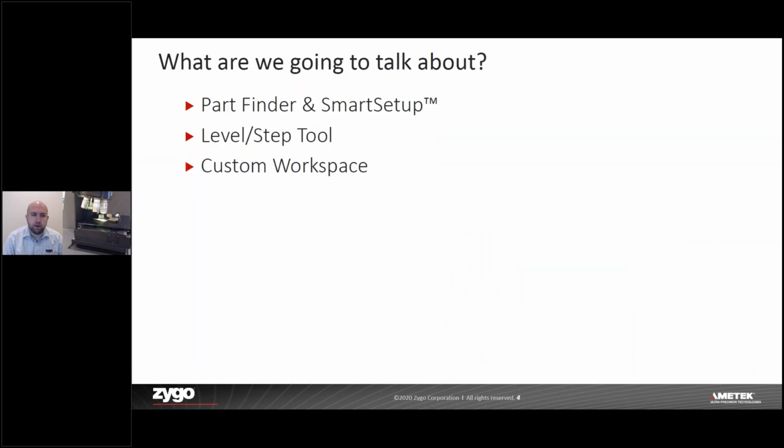So what are we going to talk about today? First off, we're going to start with Part Finder and Smart Setup. Part Finder is a feature that we can use to automatically find focus for us. And then Smart Setup is going to take Part Finder and go a few steps further, where it's going to automatically set some measurement controls for us, like scanning and light level, and then automatically take a measurement for us.